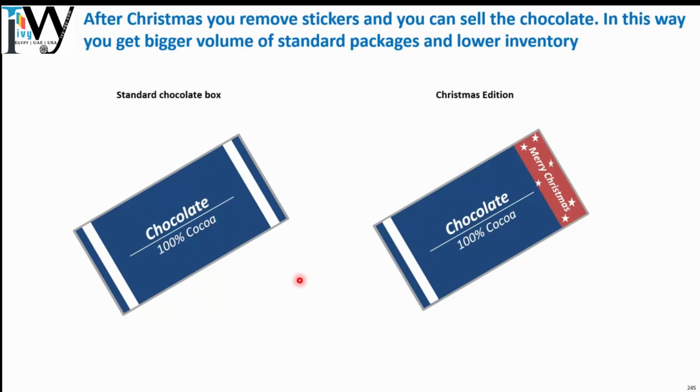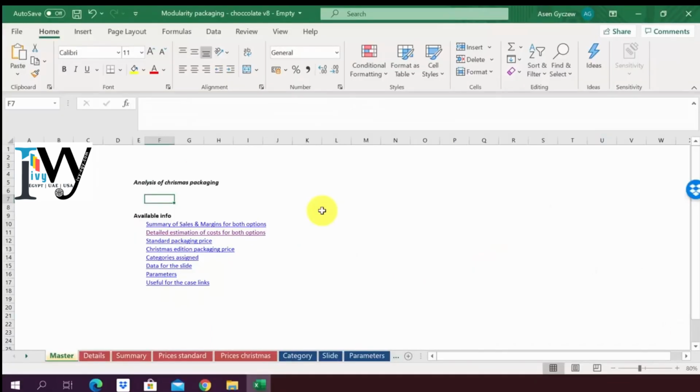Now let's move on to Excel and see the detailed data that we'll use to estimate the impact on the costs and also on the inventory level of the company, how much we can actually earn from that. Let's try to estimate what could be the impact of implementing modularity for our chocolate producer customer. So please open the file attached to the lecture, which is called Modularity Packaging Chocolate Version 8 Empty. And here, as always in the sheet master, you will have a table of contents.